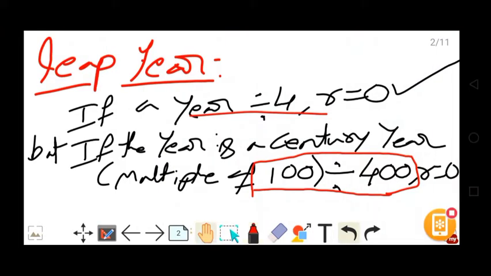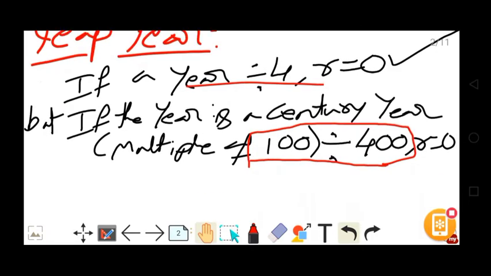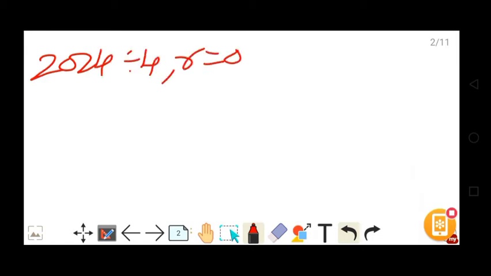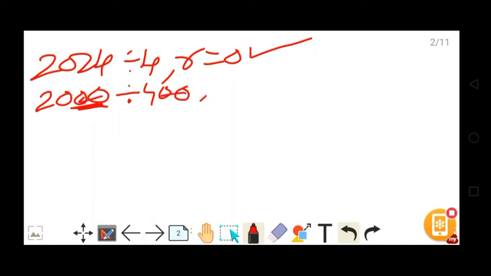I will give an example also. If you consider an example like 2024, it should be divisible by 4 having remainder 0. Yes, that's absolutely correct. But if the year is 2000, it should be divisible by 400 because it has 2 zeros. Any year having 2 zeros should be divisible by 400. Cancel the 00. Then 20 divided by 4, remainder will be 0. Yes, it is a leap year.